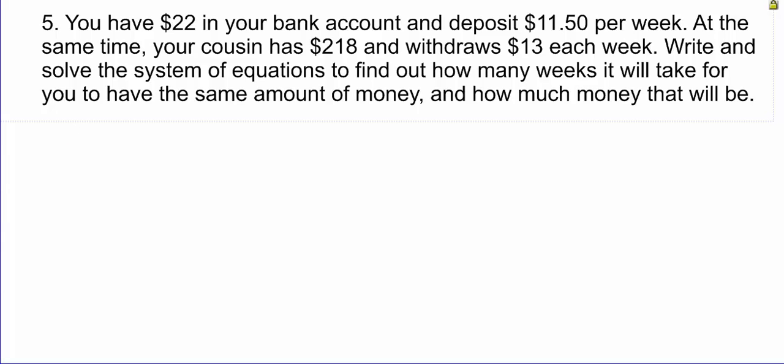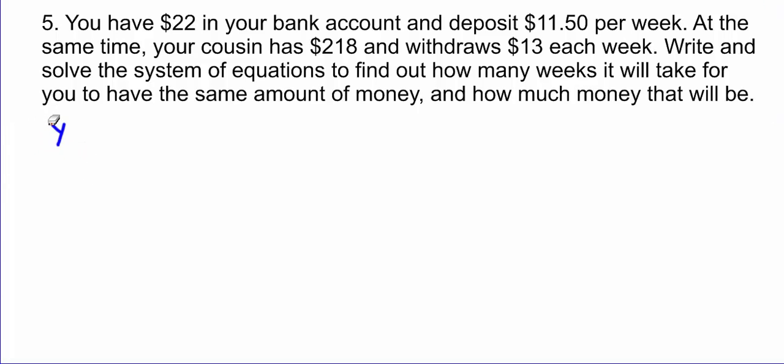You have $22 in your bank account and deposit $11.50 per week. At the same time, your cousin has $218 and he's spending money and you're saving. You win. Write and solve the equations to find out how many weeks it will take for you to have the same amount of money and how much money that will be. All right, so here's the equation for you. The total amount of money.